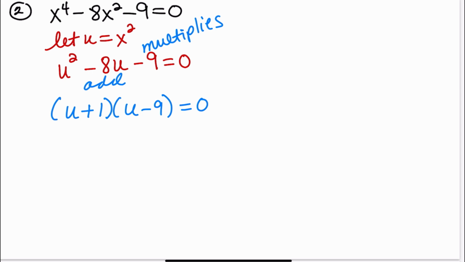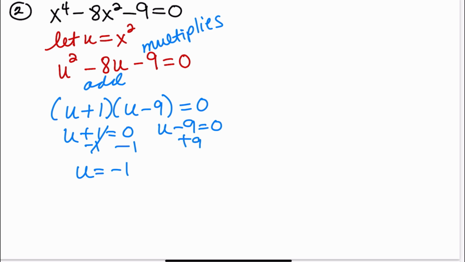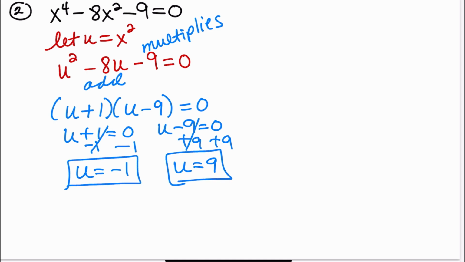By the zero product property, that means either u plus 1 equals 0 or u minus 9 is equal to 0. If I subtract 1, I get u is equal to negative 1. And if I add 9, I'm going to go ahead and get u is equal to 9. But we have to remember, we really are not solving for u. We are solving for x. So that means that we have to go back and substitute again.